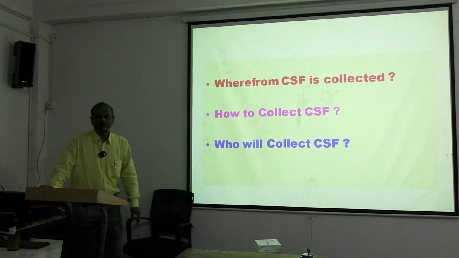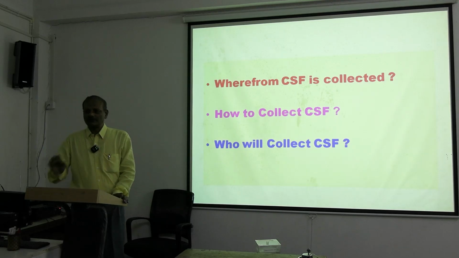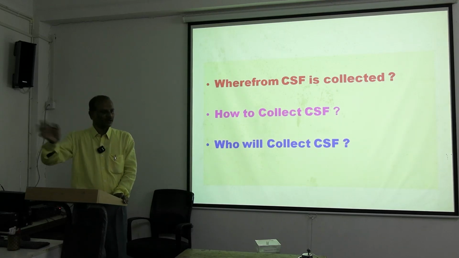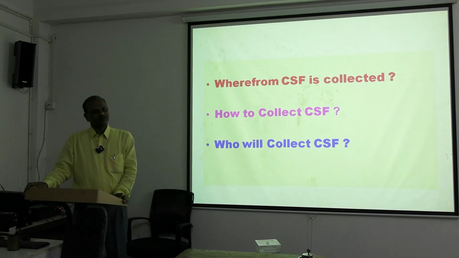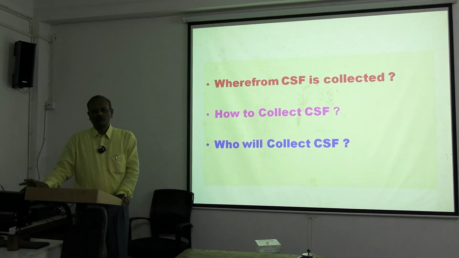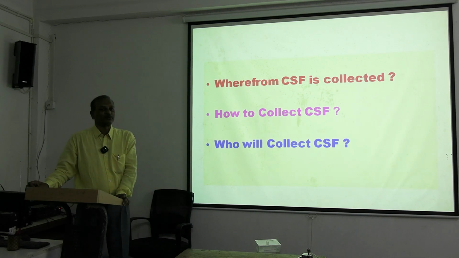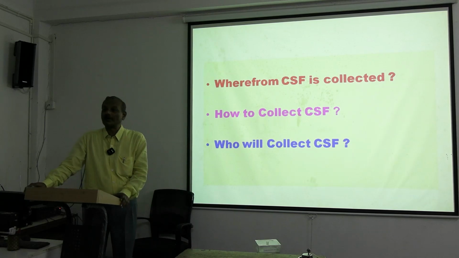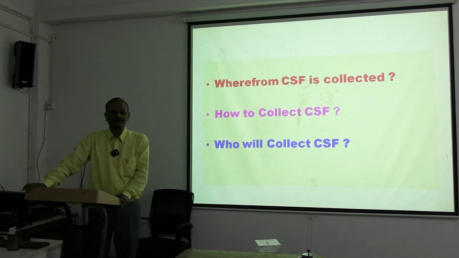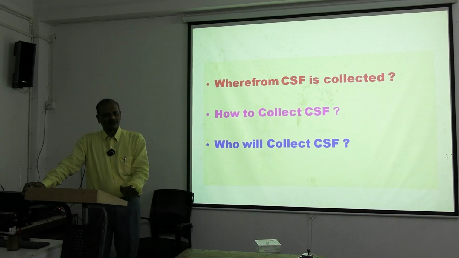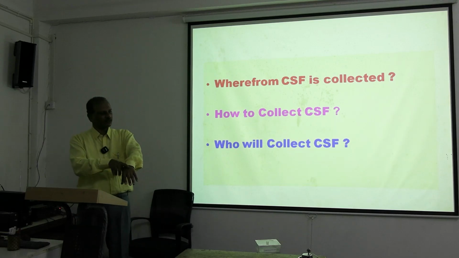Now for any blood test you will ask: do blood glucose, cholesterol, triglyceride, urea, creatinine, uric acid. You advise. Now who will collect the blood? First and foremost, where is blood collected from? Forget about CSF for the time being. From a vein. From which vein? From the hand, usually, the commonplace. From the hand, forearm, like this.